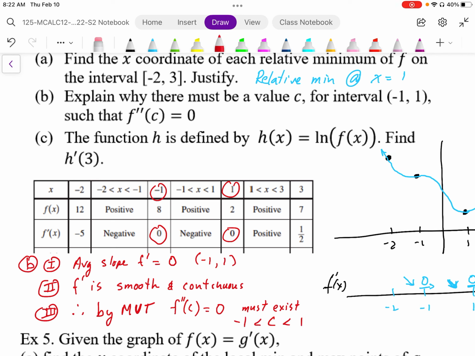That means that the average slope of the f prime graph is going to be found as an instantaneous slope on the f double prime graph. We have to think in a few layers here. The f prime is the actual graph that we're looking at. The f double prime represents the slope of that graph. So we can apply the mean value theorem in this case.